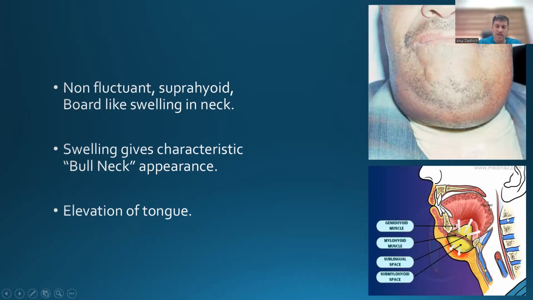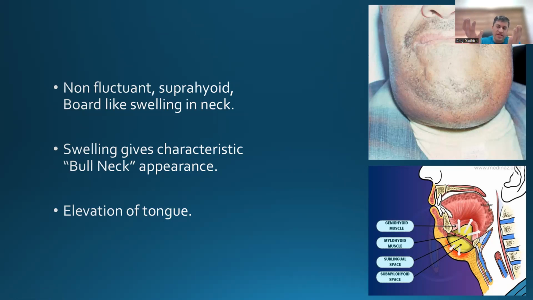Now, if I try to explain this sagittal diagram, you see this is the submandibular space that is filled with abscess. This is the sublingual space, again filled with abscess fluid. And when there is collection in the submandibular and sublingual space, what happens? It pushes the tongue superiorly. See, this tongue is getting pushed superiorly. At the same time, the tongue is getting pushed posteriorly.